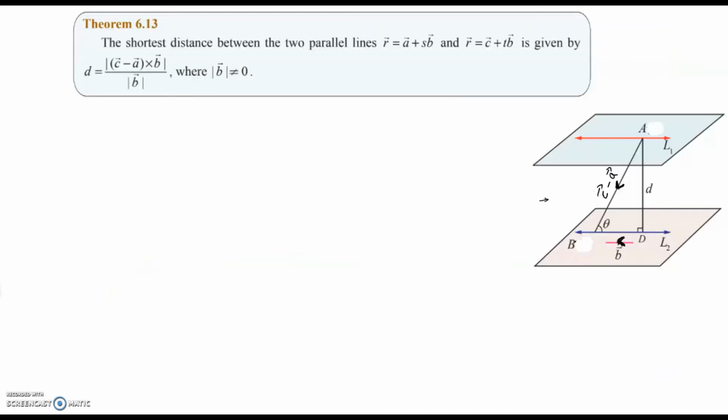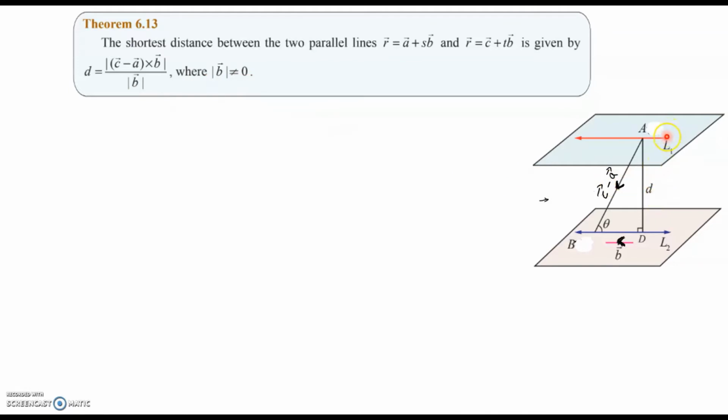Let's see how to find the shortest distance between two lines. First, let's consider the case of two parallel lines. Here we are given two parallel lines, which are vector r equals vector a plus s times vector b, and vector r equals vector c plus t times vector b. Now the shortest distance, according to this theorem, is d equals the magnitude of (c minus a) cross product with vector b, divided by the magnitude of b, where the magnitude of b should not be equal to 0.